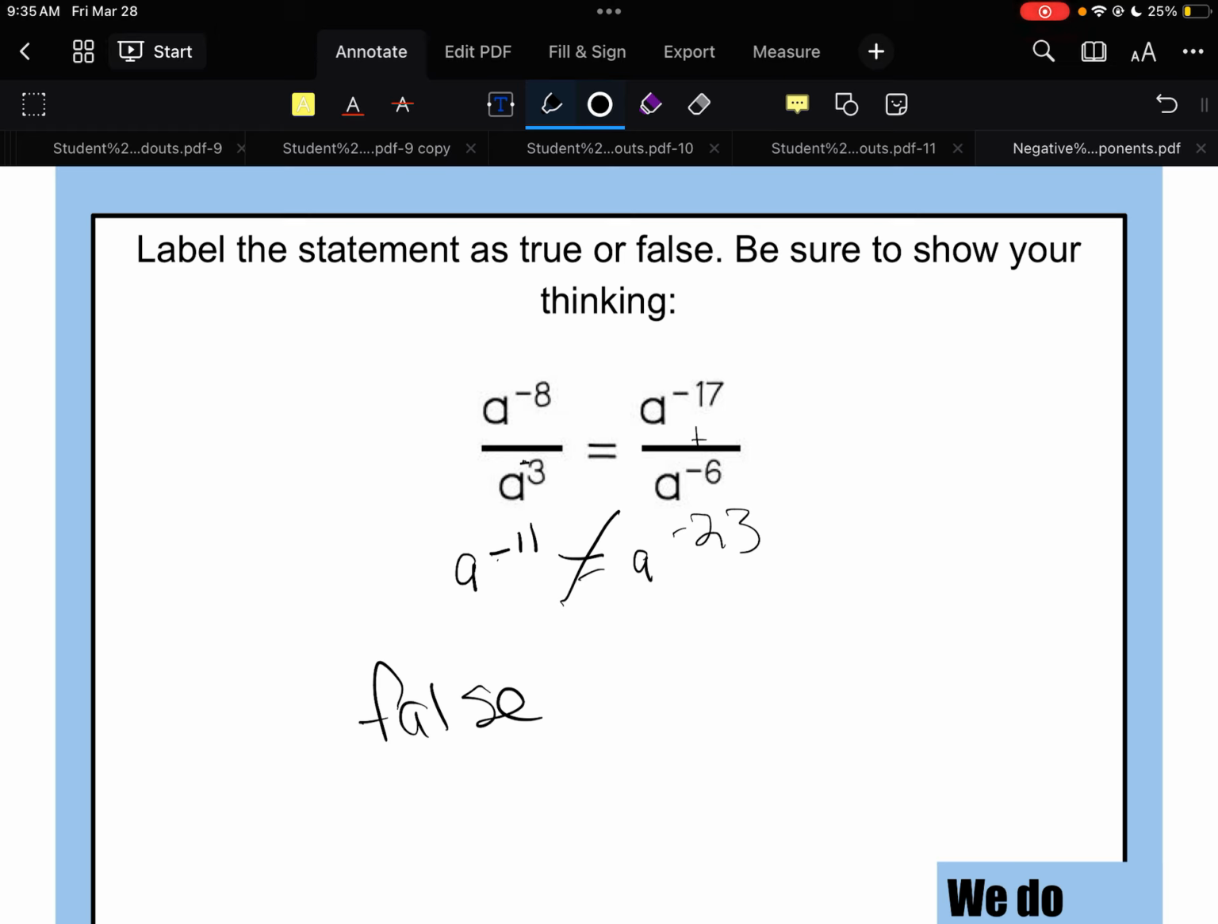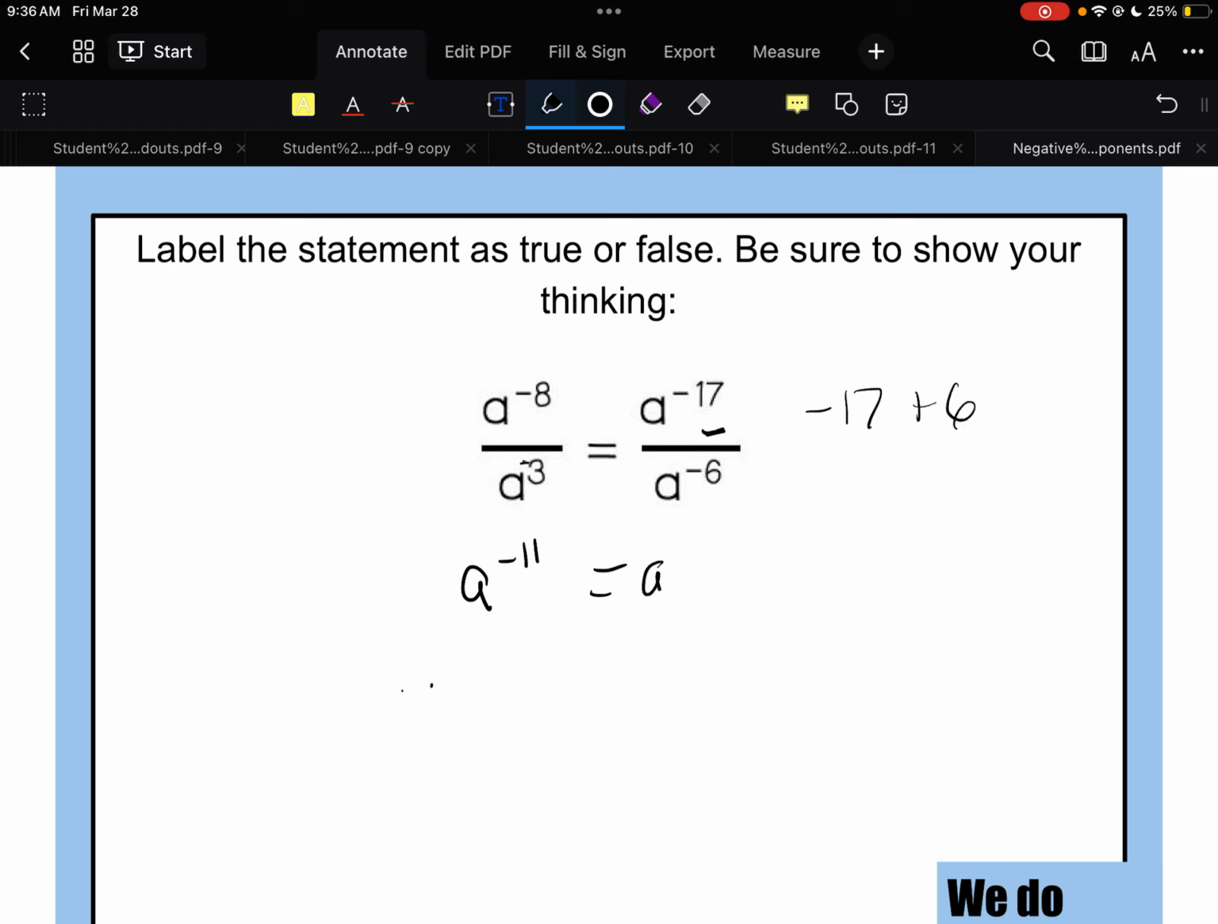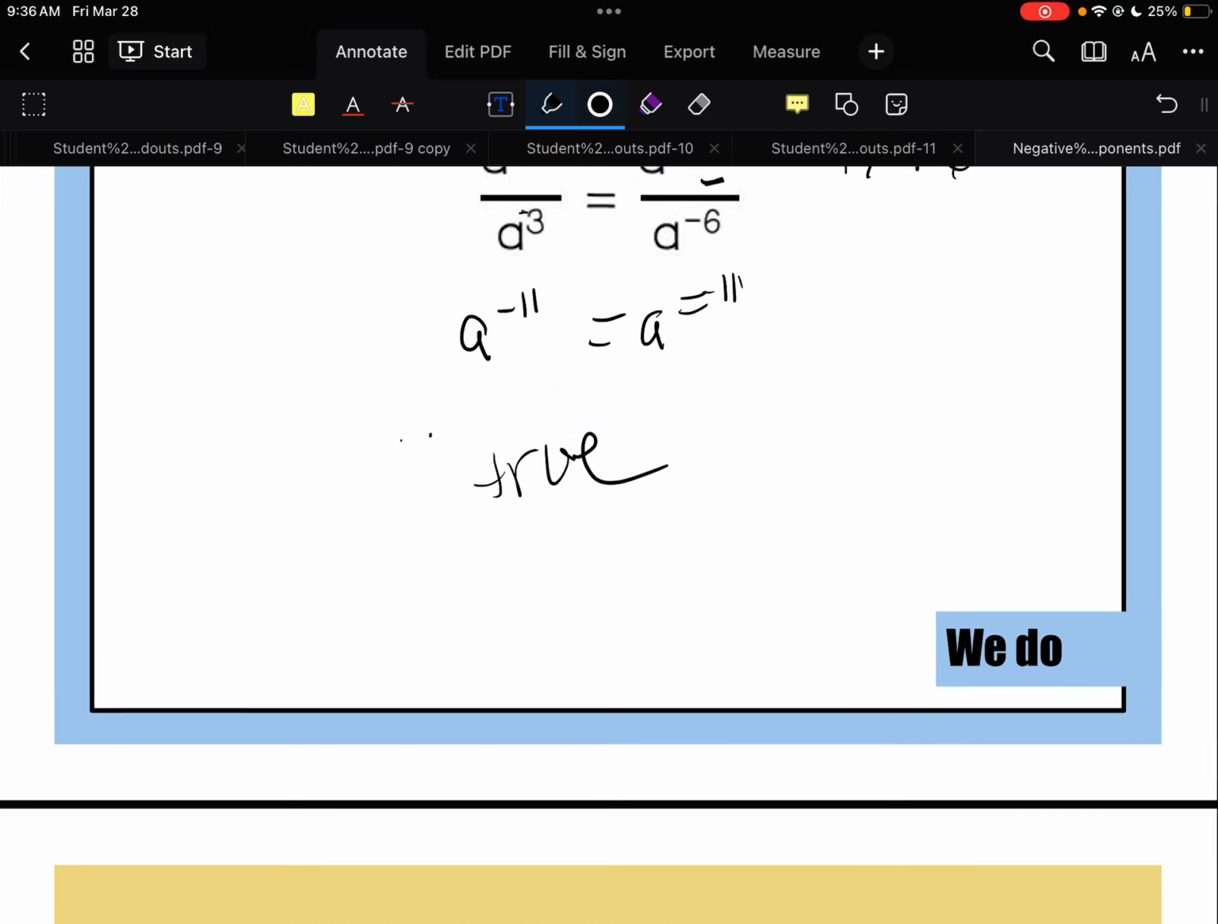Oh, sorry, I need you guys to double check that. This one is A raised to the power of negative 11. This is minus, so that negative 17 becomes plus 6, and this would also be A is equal to negative 11. So this one would be true. So I will have a clear vision of who is looking at the video and who is not based on this and whether or not you should say that's true or false.